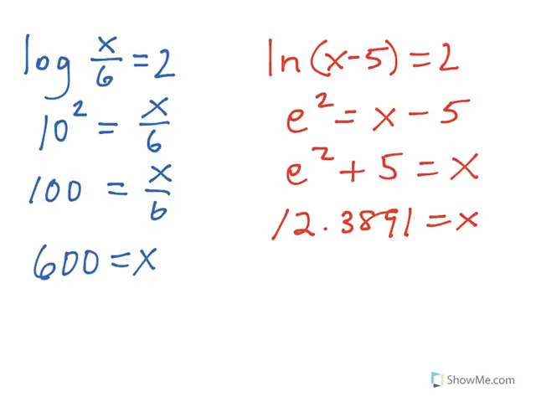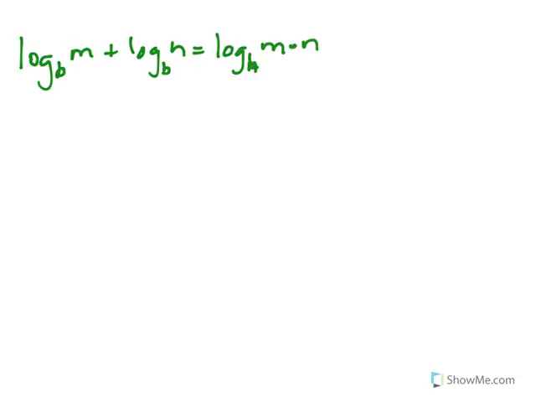But what if we have more than one log expression in our equation? Before we can work on that, there are three properties we should review. They're going to come in very handy. The first property is about adding the exponents when you're multiplying. In log form, it looks like this. Log base b of m plus log base b of n is equivalent to the log base b of m times n.